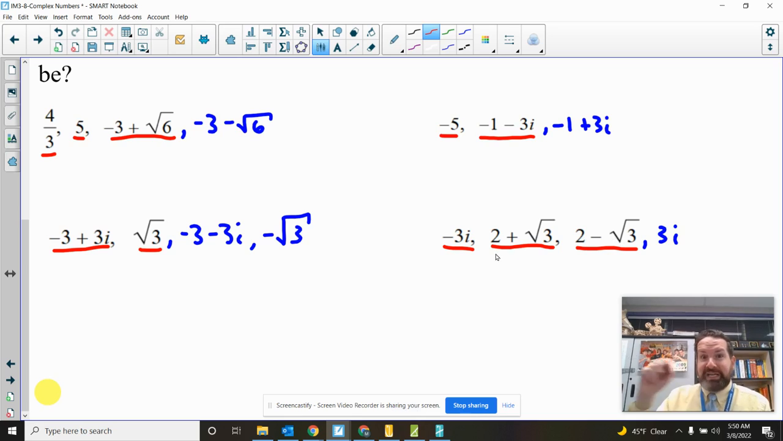So don't get too conjugate happy. Make sure you check your list and see if the conjugate is already listed. If so, don't list it again.